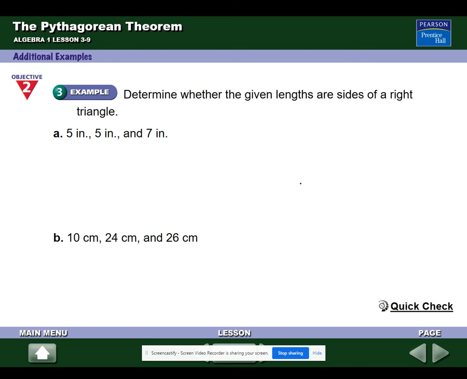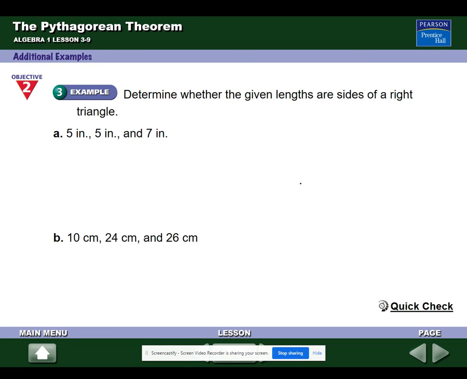Now, in our geometry book, this is known as the converse of the Pythagorean theorem. You see, the Pythagorean theorem says if you have a right triangle, then one leg squared plus the other leg squared is equal to the hypotenuse squared. Now we're going to say if one length squared plus another length squared is equal to the third length squared, then it is a right triangle.